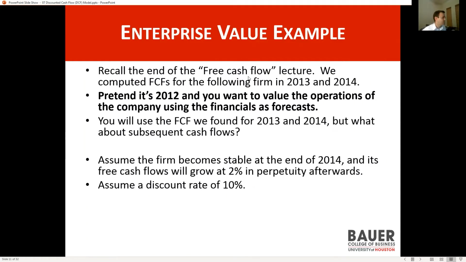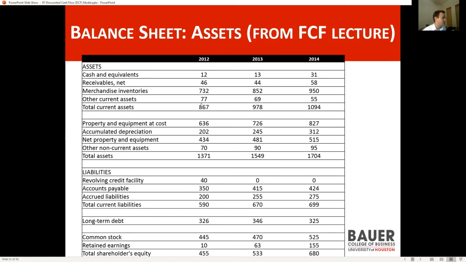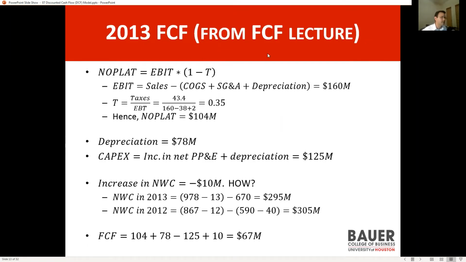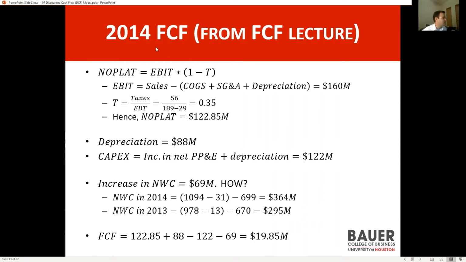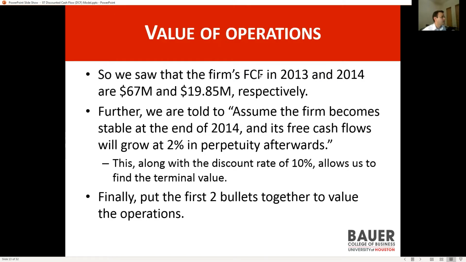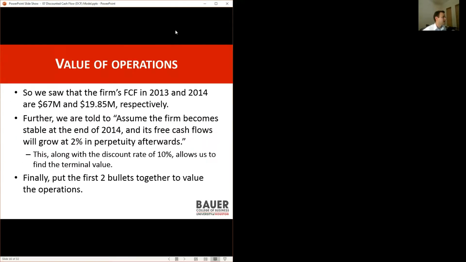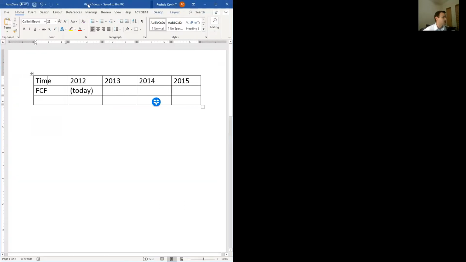Okay, so let me summarize everything that we did. Just to remind you of what we did with this example, we did a lot of work to calculate the free cash flow in 2013. We did a lot of work to calculate the free cash flow in 2014. We were left with two numbers for 2013 and 2014, 67 million for 2013, 19.85 for 2014. So let me dock this over here and I'll bring up a whiteboard to help us keep track of our work.